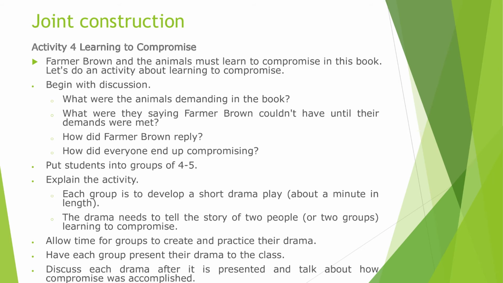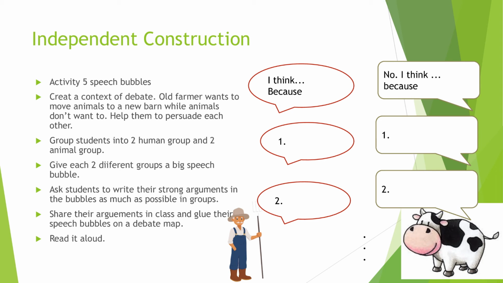Then in activity 4, the teacher will help students to create a short drama of compromising, inspired by the storybook and the activity before at the joint construction stage. Finally, in the independent stage, the teacher will create a context and group students into two teams like a debate, and students will choose one side. They will think about their arguments together and persuade the other. The teacher will record and list their reasons as an audience.